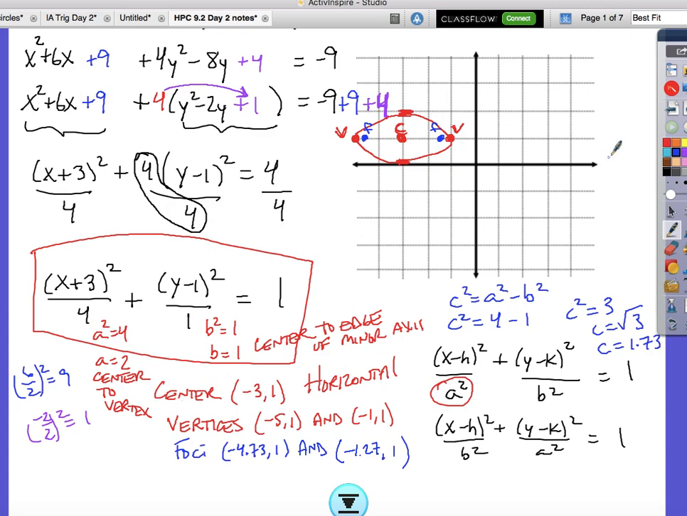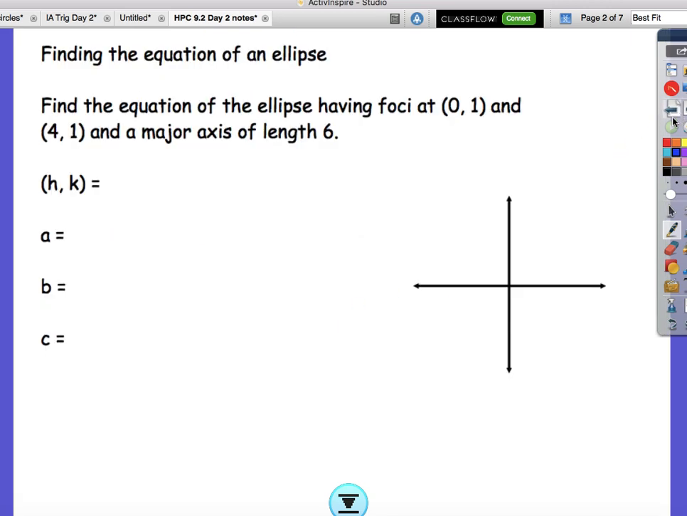All right, moving on. Now we're going to go backwards and we're going to write an equation based off of information that we're given. So here we are told we have foci at 0, 1. So 0, 1 would be right here. And the other foci is at 4, 1.